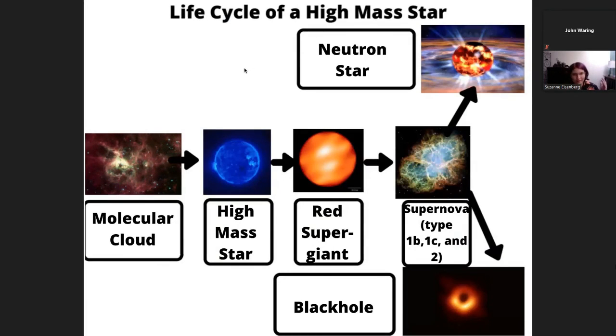And this is the life cycle of the high mass star. So you have the same thing with the molecular cloud. It becomes a high mass star. It becomes a red supergiant, which is quite a bit bigger than a normal red giant. Then it becomes a supernova type 1b, type 1c, and type 2. And if it's 8 to 20 solar masses, it becomes a neutron star. If it's 20 to 30 solar masses, it becomes a black hole.